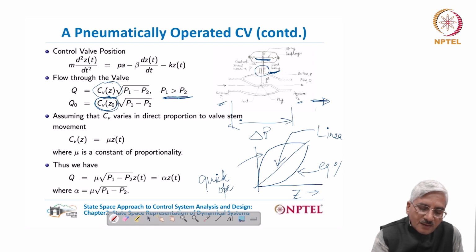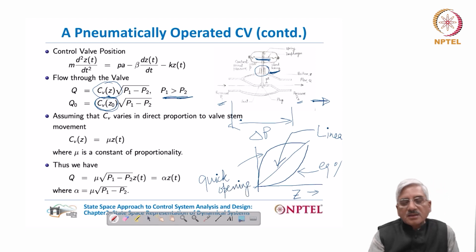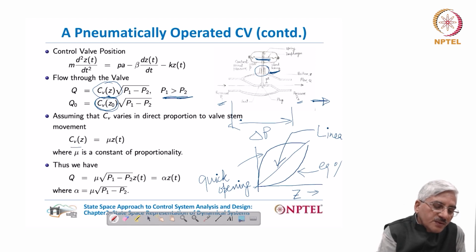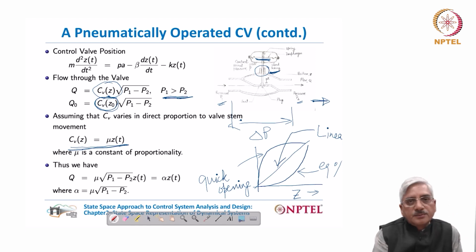There can be other kinds of characteristics, but these three characteristics are very common. And we are assuming this valve to be a linear valve, so that this CV with the valve position is expressed as a constant of proportionality into Z. So this Q becomes mu into ZT and CVZ into square root of P1 minus P2, which is mu into square root of P1 minus P2 ZT.